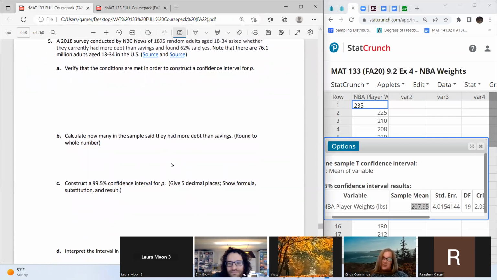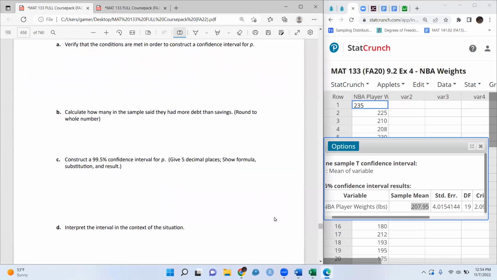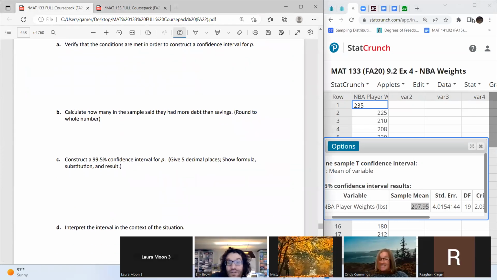But I'm all with you. Let's just write down the lower limit, upper limit. We're good. I mean, in chapter 11, we do that, right? Exactly. Exactly.